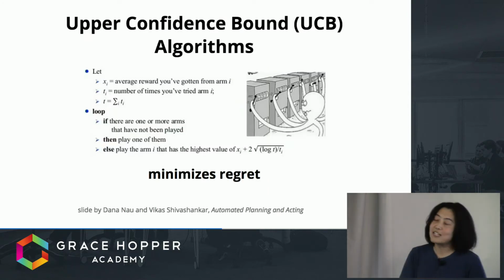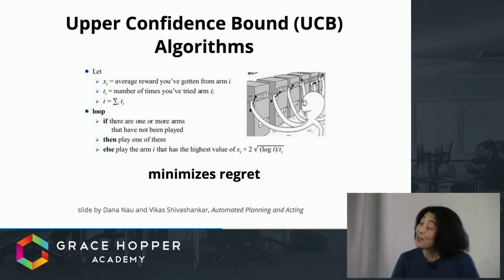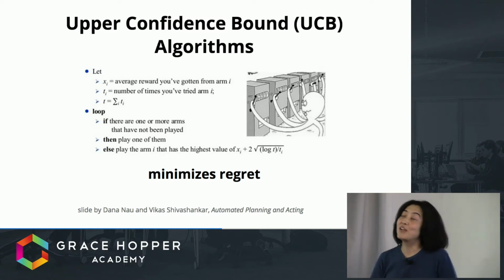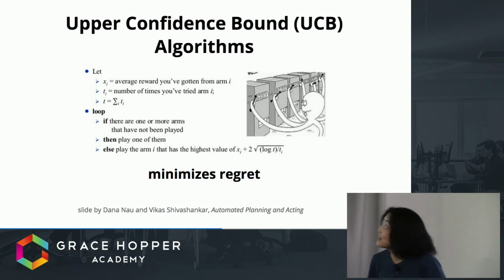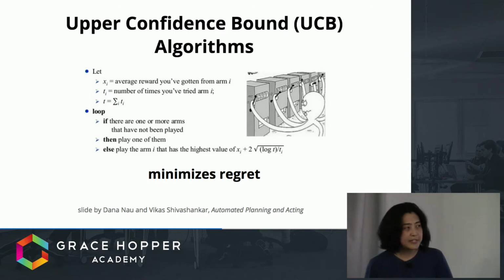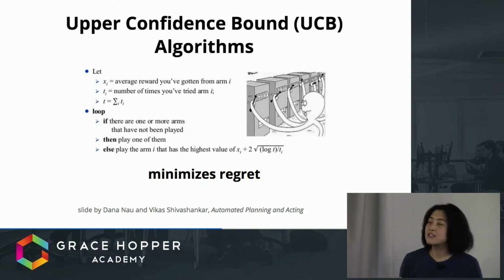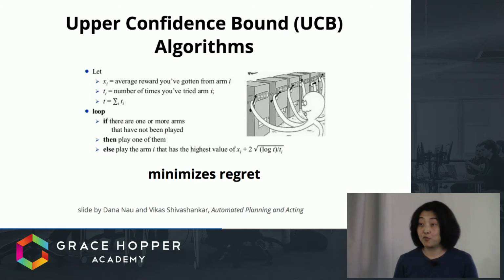All right, so let's say that you're in your exploratory phase and you are wondering, well, still, which of these slot machines should you choose to play? So there is an algorithm for that. There are many algorithms, but this is one of them. This is called the upper confidence bound algorithm. There are different versions of it. And the reason that this algorithm is so great is it does a fantastic job of minimizing risk.